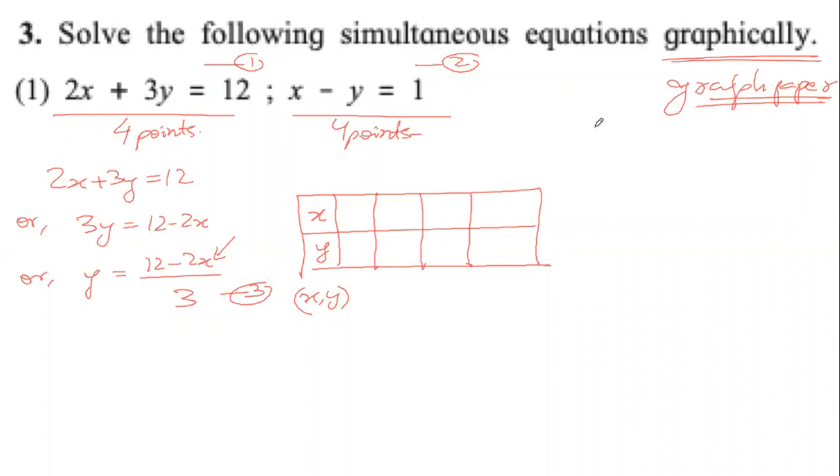For example, if I take x equals 0, very simple, no? Then my y becomes 12 minus 2 into 0 by 3. Now this becomes 12 minus 0 by 3, which is 12 by 3, which is 4. Yes, 4 is very easy to show. So we can say one set of ordered values is 0, 4.